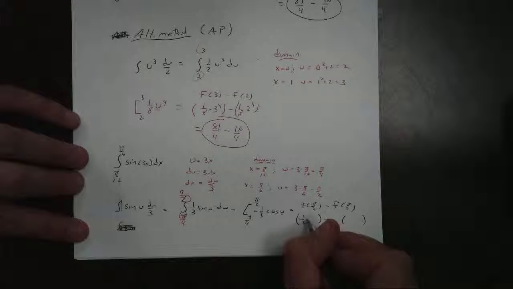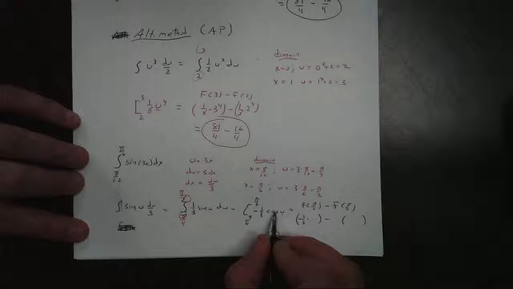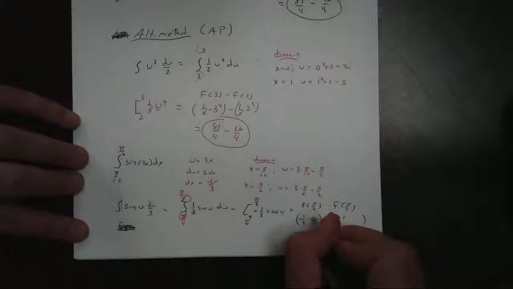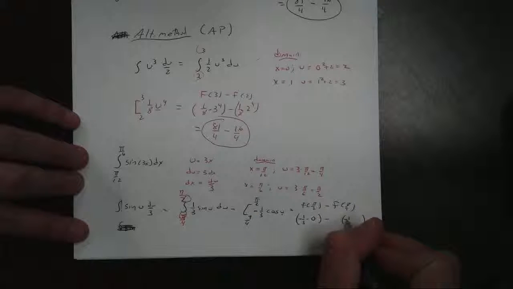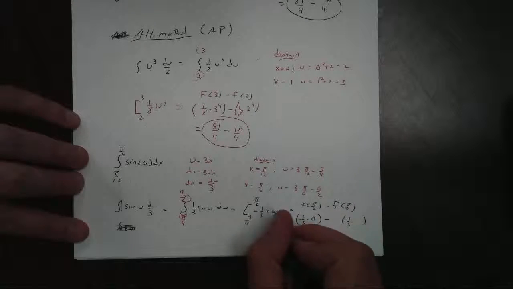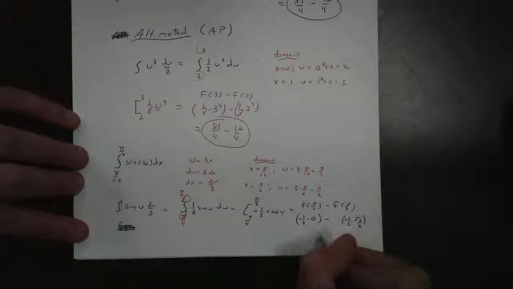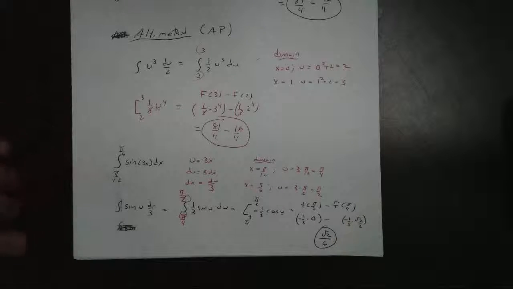Negative 1/3, and I could do this in my head. The cosine of pi over 2 is 0, minus, this is negative 1/3, and the cosine of pi over 4, root 2 over 2. And what we get? The square root of 2 over 6. And there's your area under the curve.